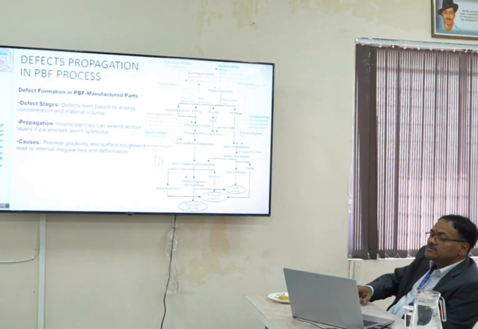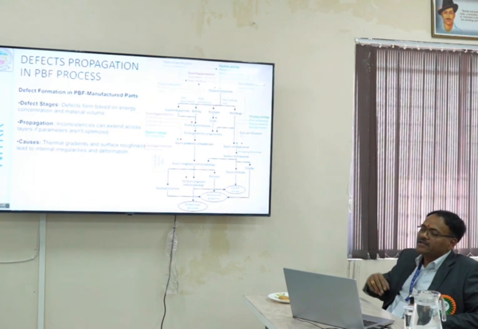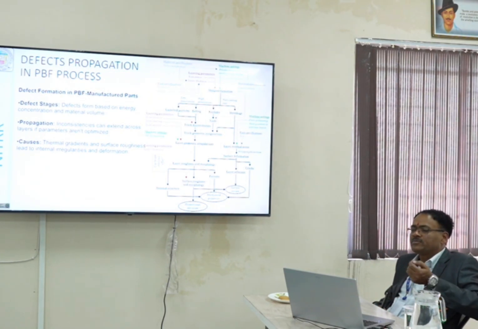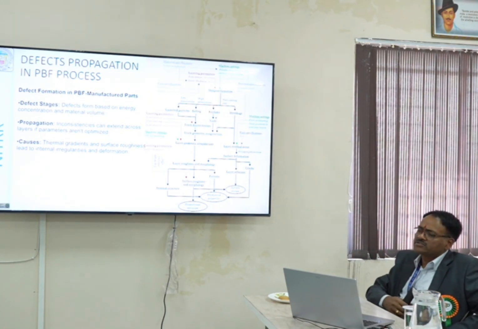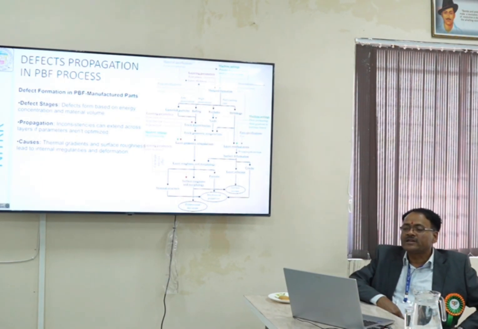Sir, are these defects for both plastic and metal? Maybe any part. Defects can occur because the parameters are not optimized. During the layer by layer process, if temperatures are not controlled there may be porosity. For all the additive manufactured parts, there is a chance that defects can be there.